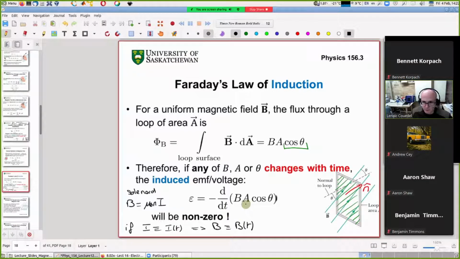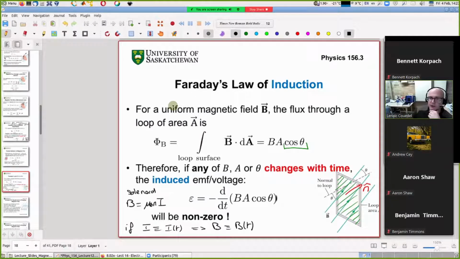If the area of the loop changes with time, so for example, you have a loop that can increase in size or decrease in size with time, same thing, A becomes a function of time, so its derivative with respect to time exists, and it will induce an EMF. The cosine of theta can change, like this loop, for example, can rotate in time. Therefore, this angle will change. And if theta is a function of time, then the cosine of theta is also a function of time, and the derivative with respect to time will exist.